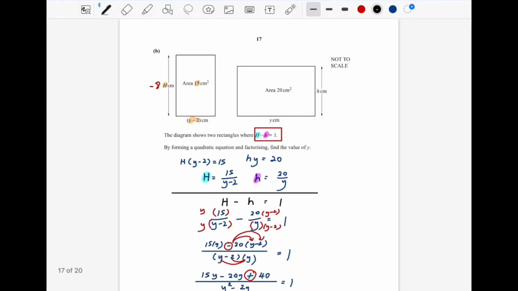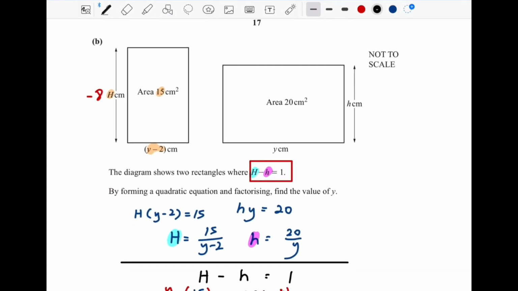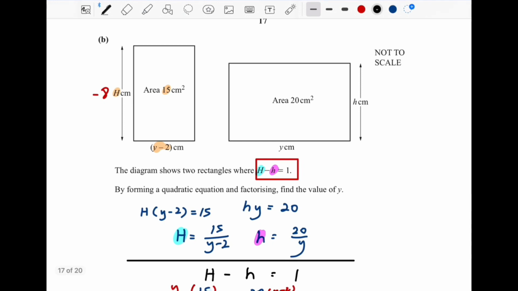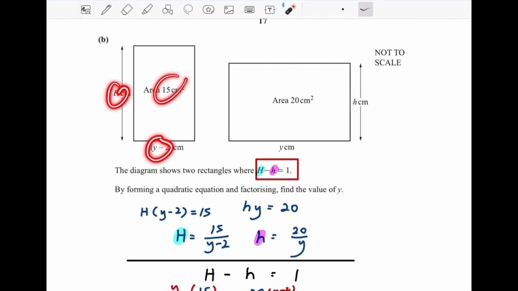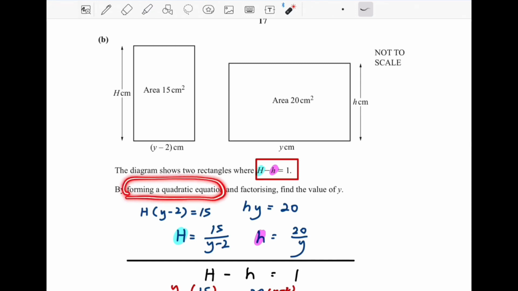Okay, so another two more rectangles. There are a few unknowns here. Show that this equation holds by forming a quadratic equation, because you must form a quadratic equation. Then by factorizing, you must follow the instruction and find the value for y.